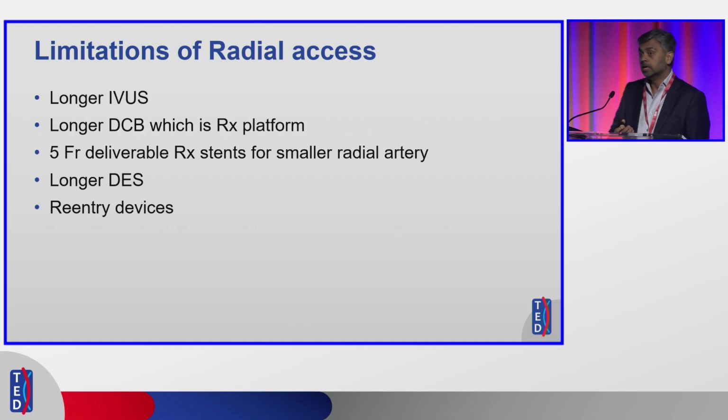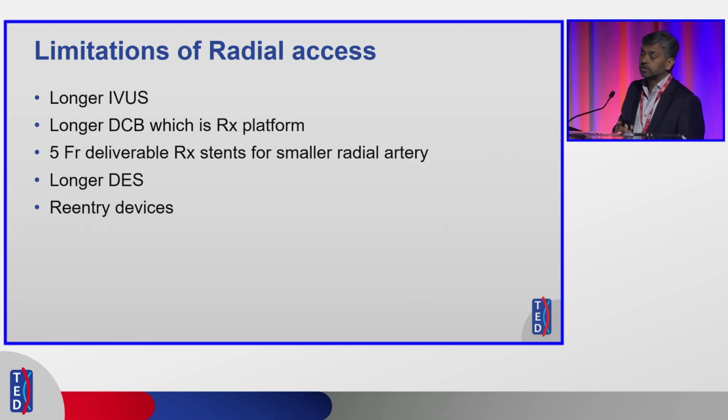And the problem is we do not have an IVUS. I would love to do that kind of a case that Dr. Raja did, but I would not have an IVUS that goes beyond 150 centimeters. So we need a longer IVUS. We need DCB, which is RX. Now, thankfully, Boston is making an RX, which is a radial platform. That will be 200 centimeters based on Ranger length.